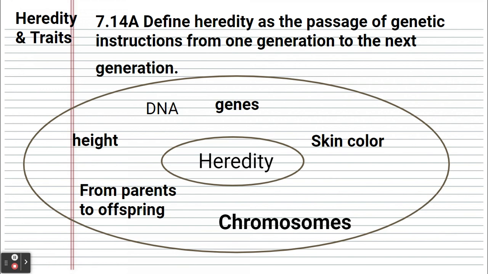So now you're going to go back to filling in your chart. So heredity includes all these things. Genes, DNA. We put some examples of like height, okay, or skin color. Remember, heredity, we get it from our parents. So from parents to offspring, and chromosome is our other genetic material where we can find our traits and DNA and our genes.